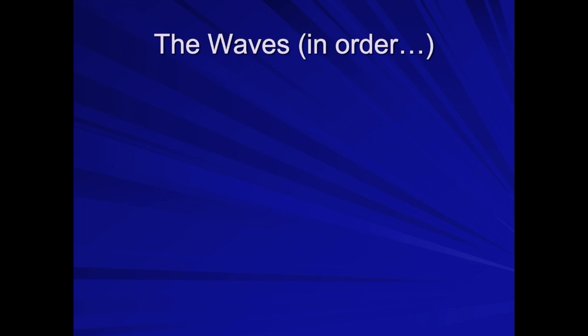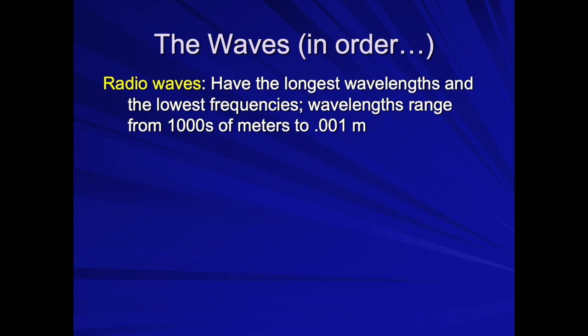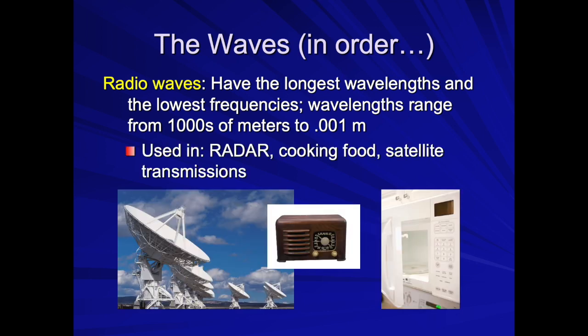So, in more detail, the waves, starting with the longest wavelength, which is the radio waves. They can go from thousands of meters to 0.001 meters. The shortest radio waves are the microwaves. Radio waves are used for radar, sending sound, pictures, cell phones, cooking food, and satellite transmissions.